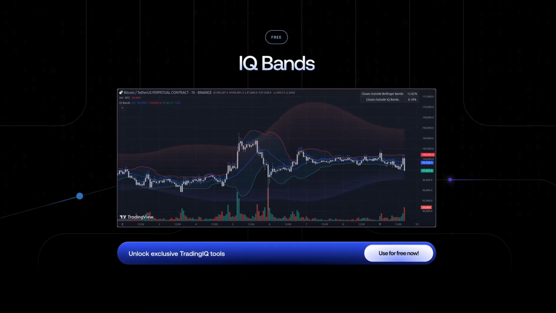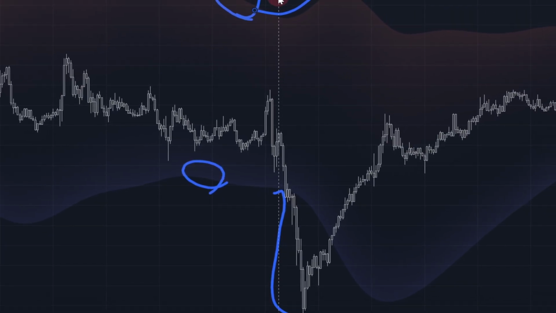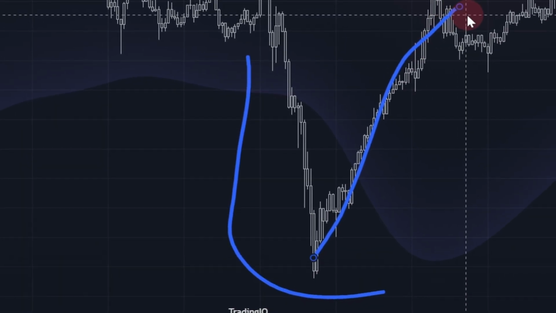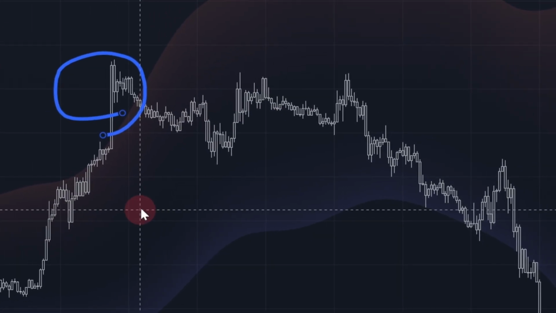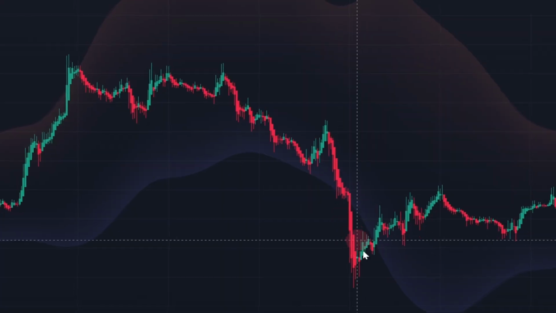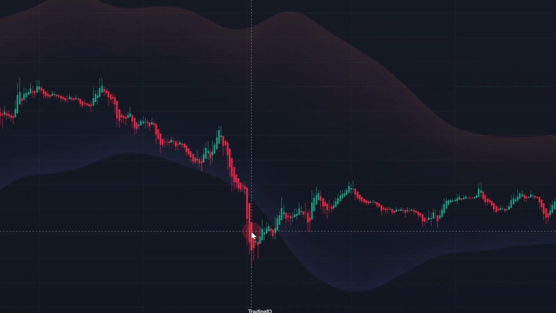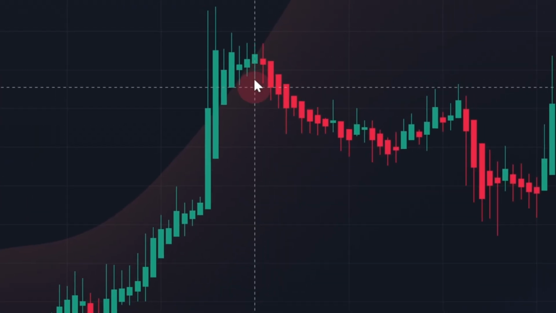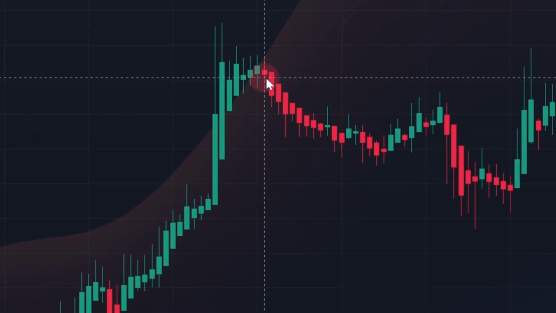Introducing IQ Bands. The IQ Bands indicator, developed by Trading IQ, uses a proprietary smoothing calculation to approximate relatively high and low prices. I know, this sounds pretty complex, but using IQ Bands to analyze the markets is actually really easy, and I'm going to show you exactly how traders use this tool to spot trigger points on their charts.